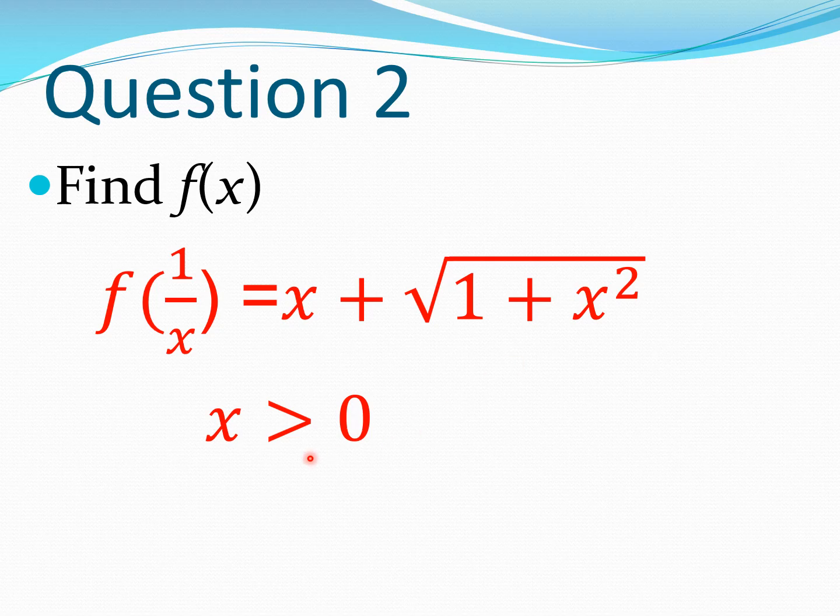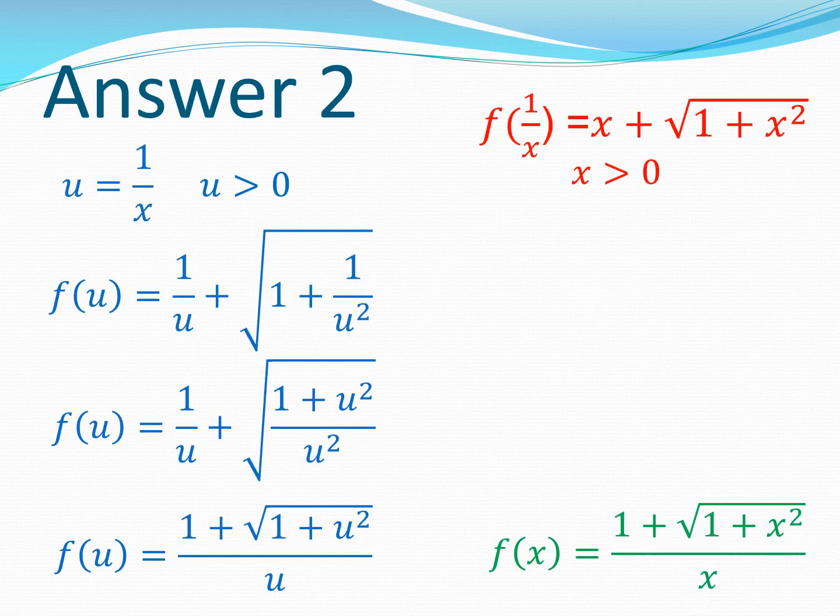It's also mentioned that x is greater than 0, so this is an extra piece of information which has been given to you. So let's start with this question and let's try to solve it. Now, one of the ways to solve the functional equation, and I think this is the simplest way, is to declare this 1/x as another variable. So whatever is there inside this function, we can say this is some variable u. So we define u is 1/x, and again remember that x is greater than 0.